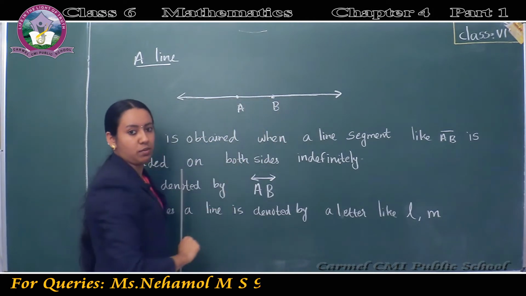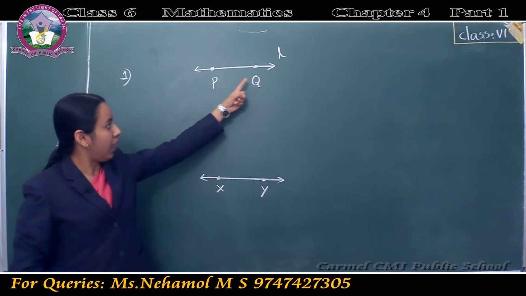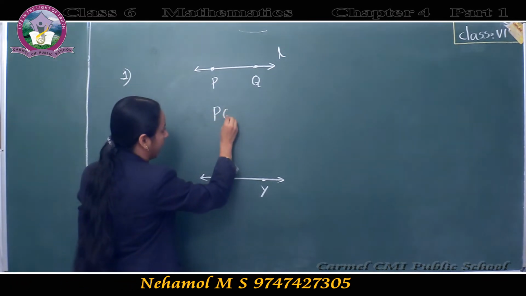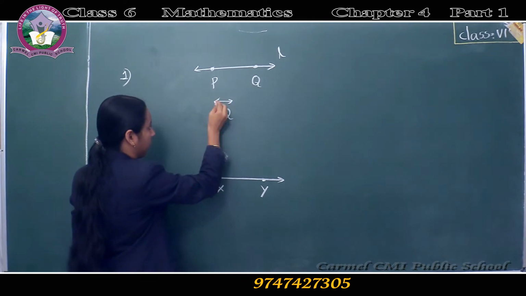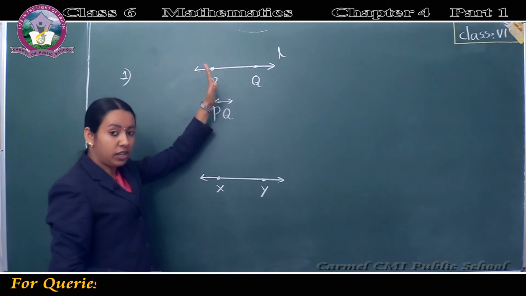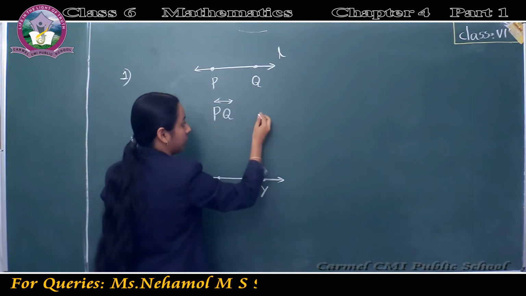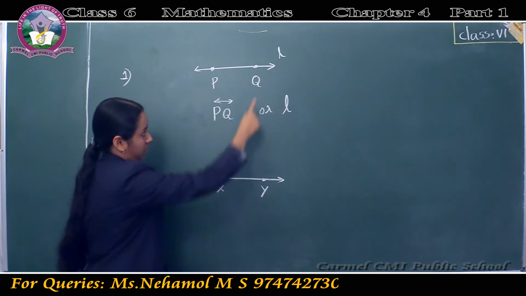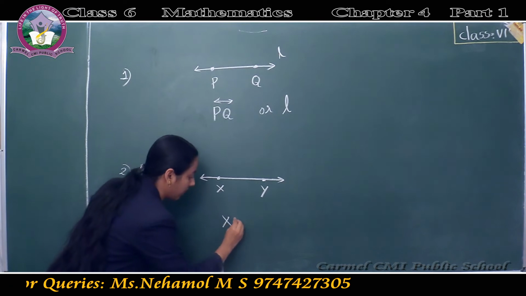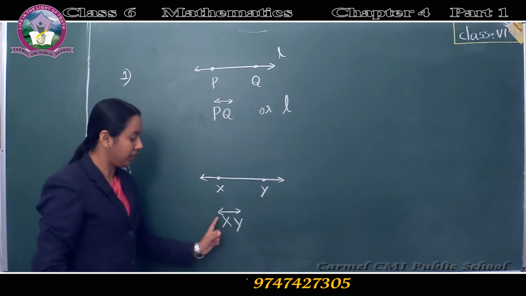It is continuous. 2 more lines are given here. How can we denote them? P and Q are 2 points on the line. So, we can denote it as line PQ. P and Q are not the end points. So, line PQ or line l. Then another one, X and Y are 2 points. So, we can denote it as line XY.